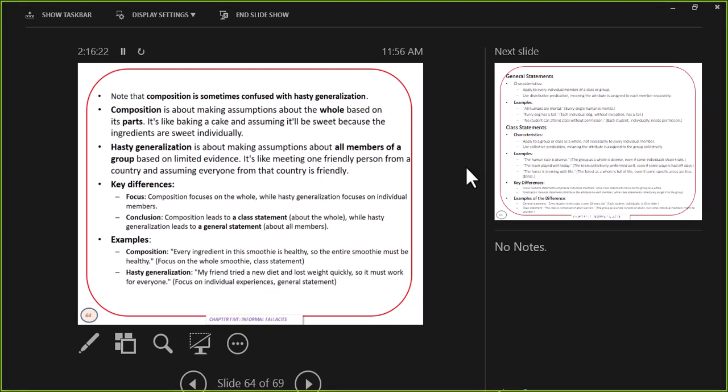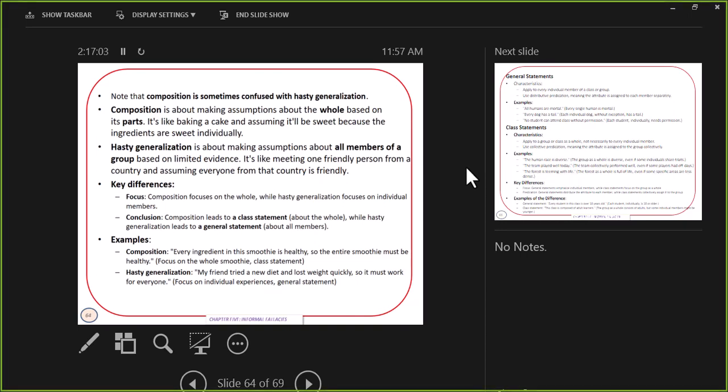What's class statement and general statement? Can you give an example? Every ingredient in this smoothie is healthy, so the entire smoothie must be healthy. Is it a class statement or general statement? It's a class statement, right? It's a class statement because it makes a claim about the group as a whole.